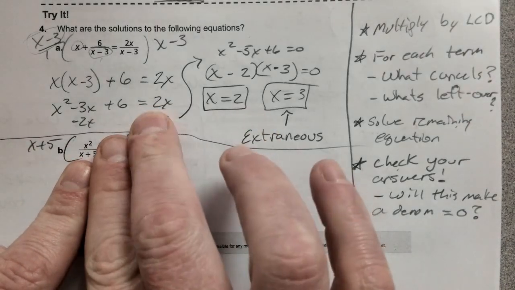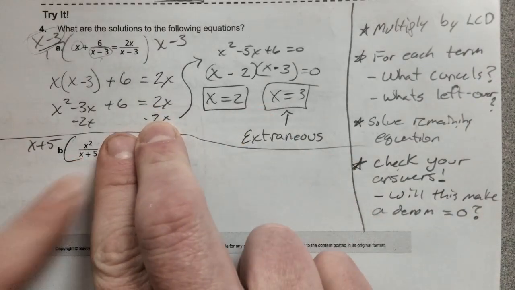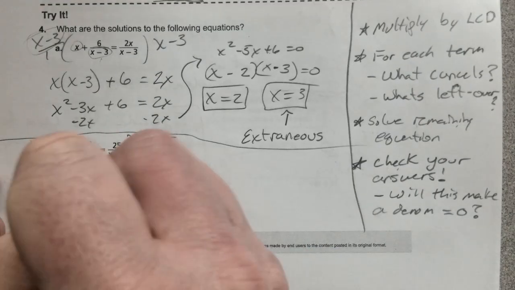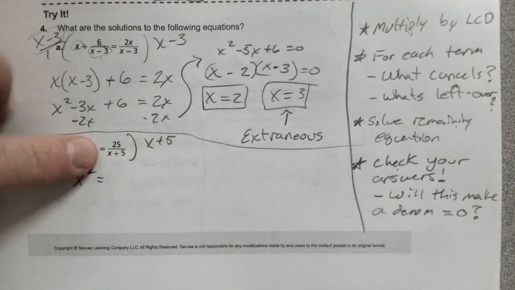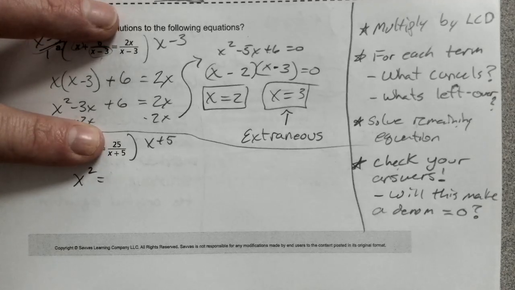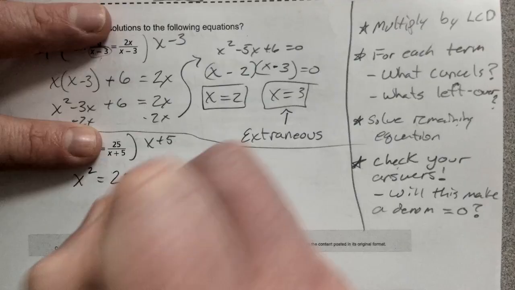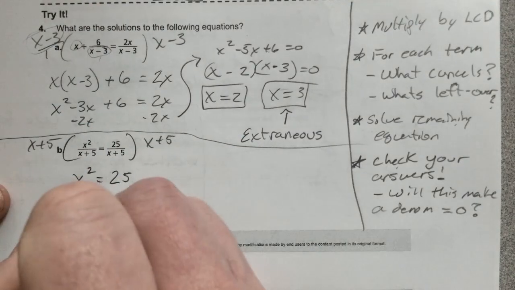Good. On that first one, what cancels? Good. What's left over? X squared. Good job. That's exactly right. Nice job, homie. And on the right-hand side, Sully, what cancels? X plus 5. Good. And what's left over? 25. Perfect. Yeah, so we're going to square root both sides.